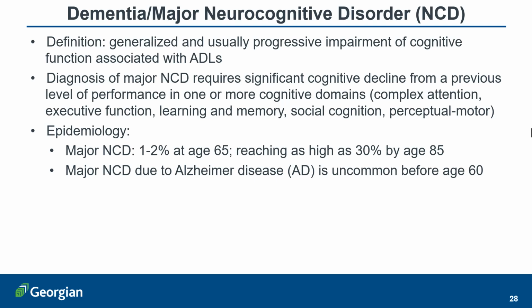In terms of the epidemiology of major NCDs, it shows that approximately 1 to 2% of the population develops it by age 65, whereas at age 85, as many as 30% of the population would be diagnosed with major neurocognitive disorder. Major neurocognitive disorder due to Alzheimer's disease is rather uncommon before the age of 60, except in the familial variants, whereby there are specific gene defects.